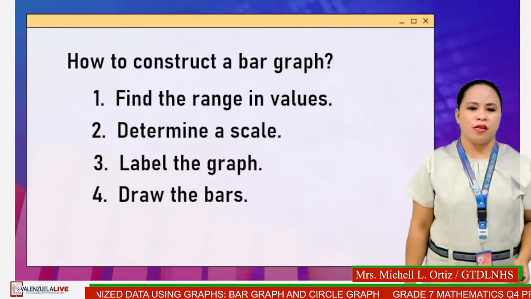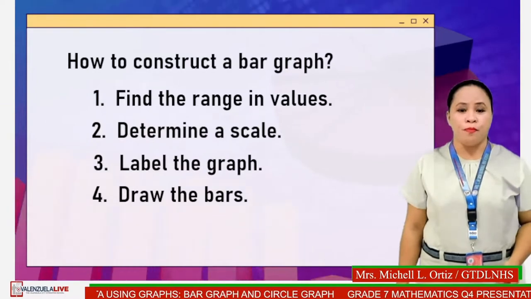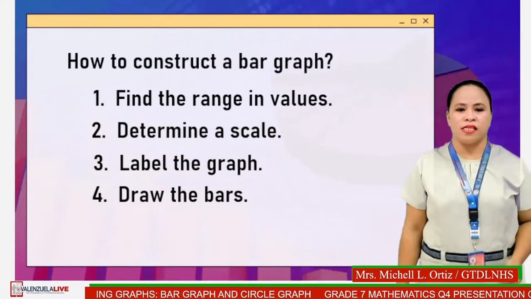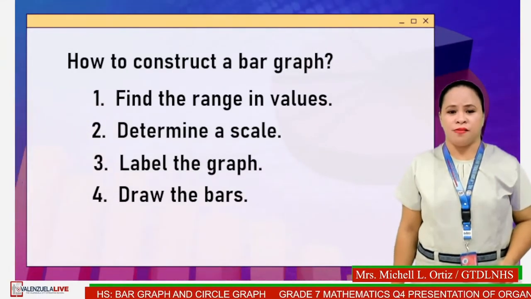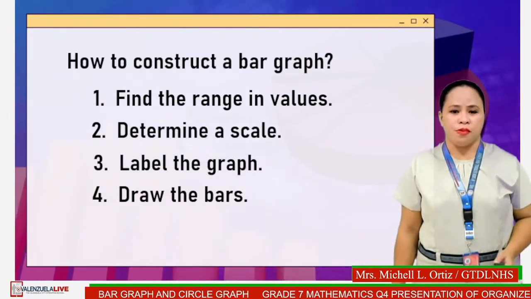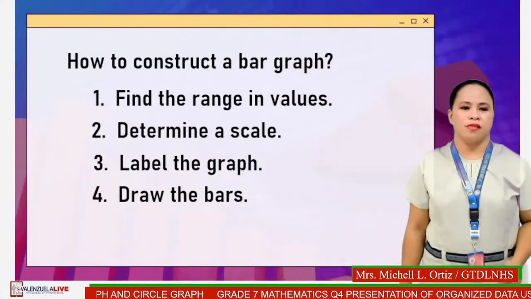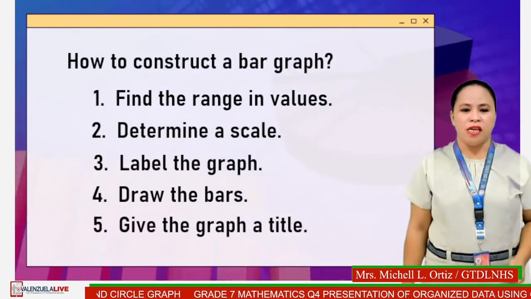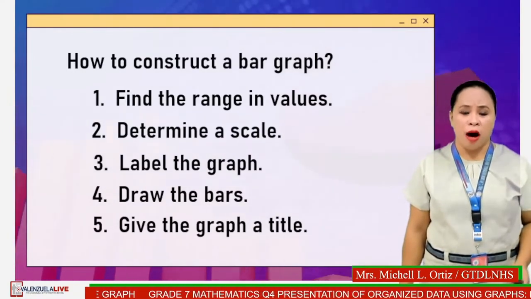Number 4. Draw the bars. Length of the bars should be proportional to the quantities they represent. The widths of the bars must be equal, spacing between the bars must also be equal. Number 5, give the graph a title. Tell something about the graph.